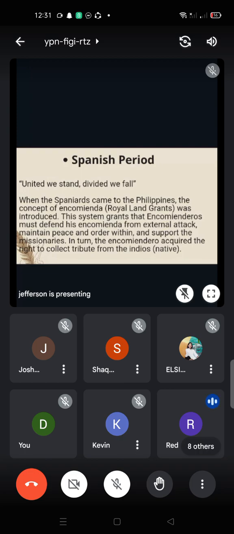Spanish period. United we stand, divided we fall. When the Spaniards came to the Philippines, the concept of encomienda, royal land grant, was introduced. These grants required the encomenderos to protect the encomienda from external attack, maintain peace and order within, and support the missionaries. In turn, the encomendero acquired the right to collect tribute from the inhabitants.